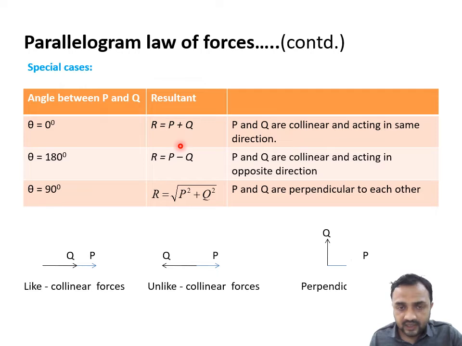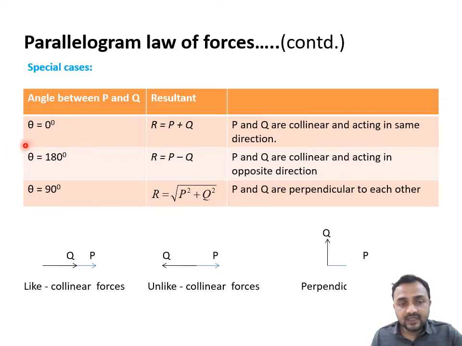How do we find that? We know that the magnitude of the resultant is R equal to root over P square plus Q square plus 2PQ cos theta. So what is the value of theta? Here theta is equal to 0 degrees, and cos 0 is 1. So the equation becomes root over P square plus Q square plus 2PQ. This is the A plus B whole square formula, so it is root over (P plus Q) whole square, which is P plus Q. By using the magnitude formula also, we find that the resultant is equal to P plus Q if the angle between the two forces is 0 degrees.